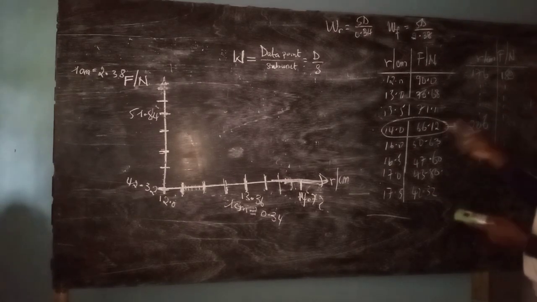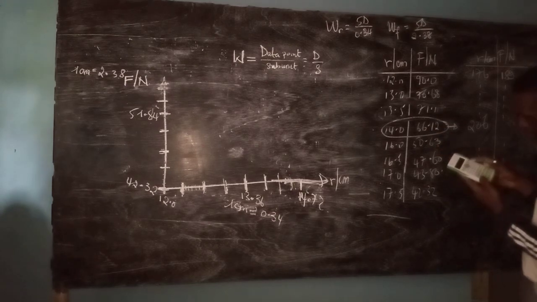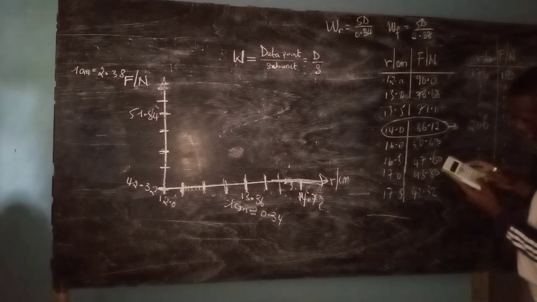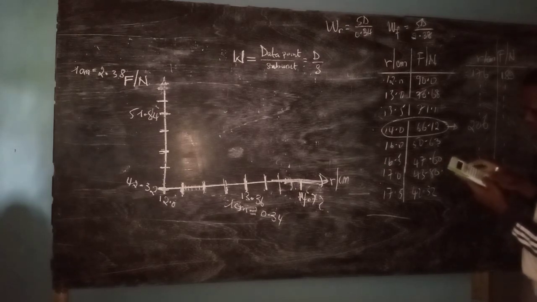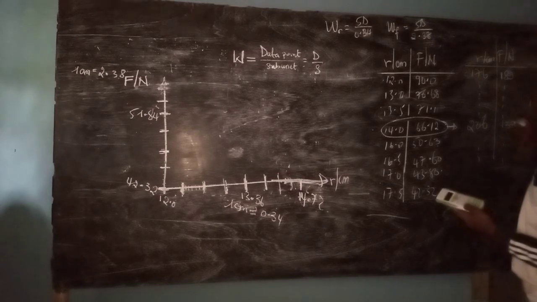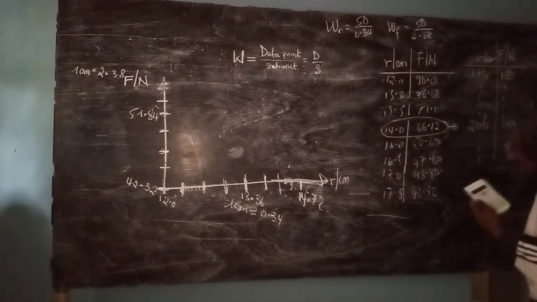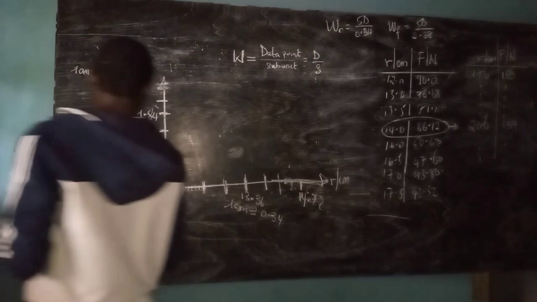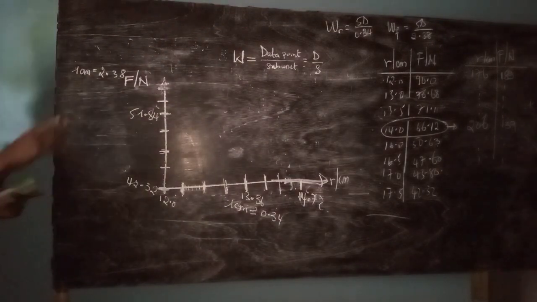Then for 66.12, that's for the first. So I have 66.12 times 5 divided by 2.38. I'm going to have 139 to the nearest whole number. You round your answer to the nearest whole number. So now what I'll do is this. Since I want to plot the whole number side, you do it for all the data points. That's how you plot it.